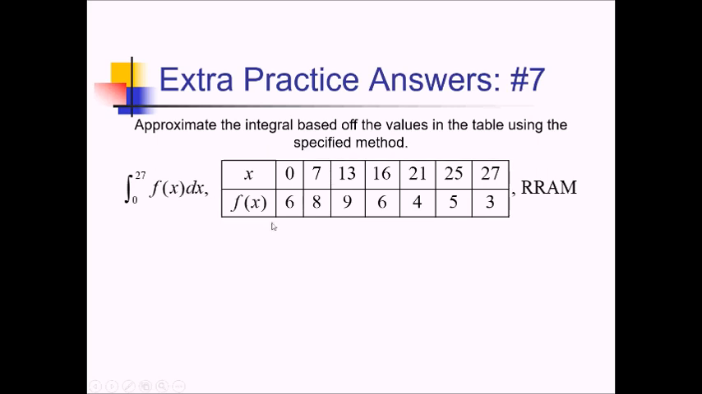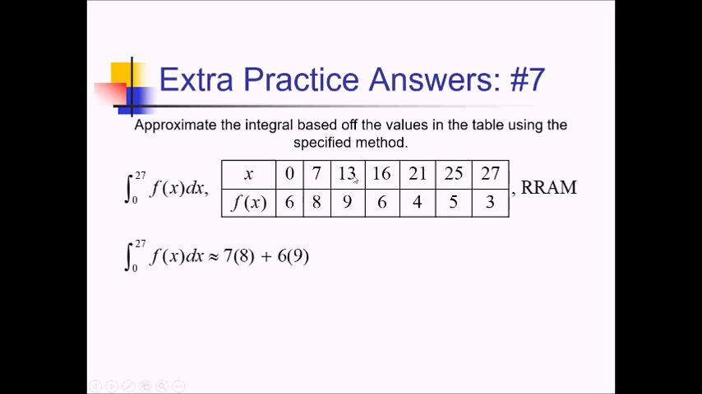So for our first rectangle, we have a base of 7 going from 0 to 7. And we're going to use the right height because this is RRAM. So the choice between 6 and 8 for the endpoints, we're going to go with 8. So we have 7 times 8, base of 7 times a height of 8. Plus, the next rectangle has a base of 6 from 7 to 13 and a height of 9.